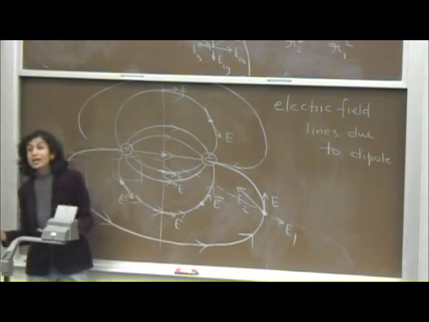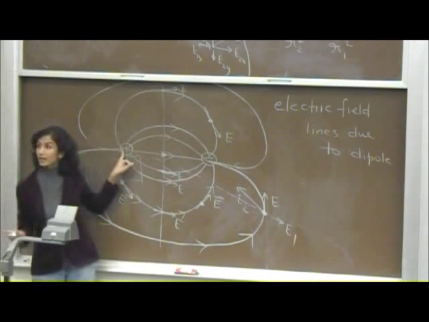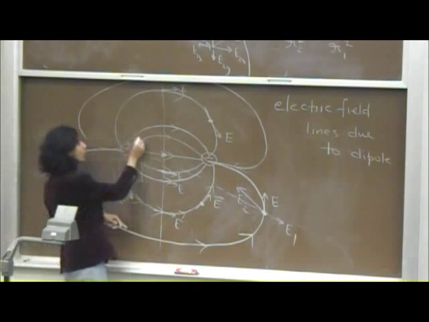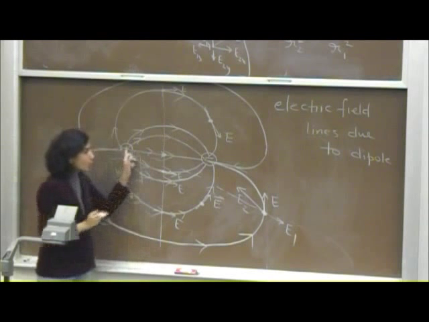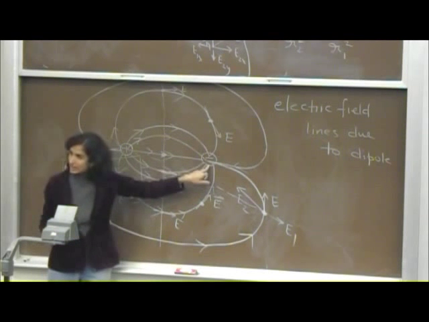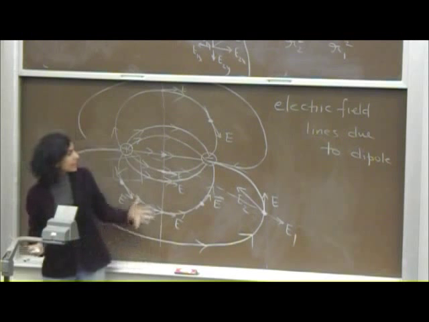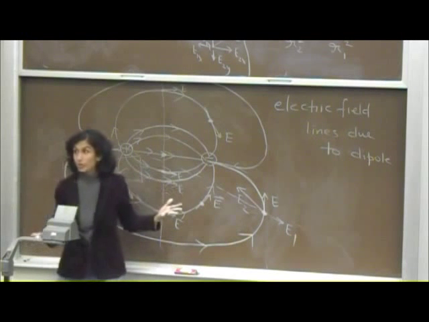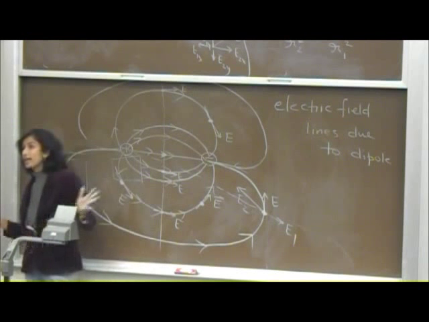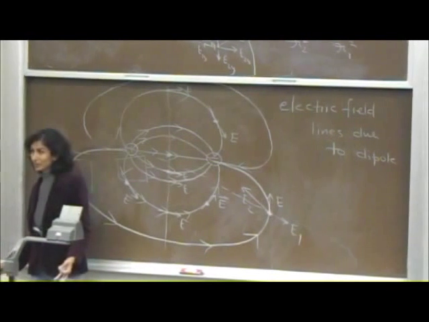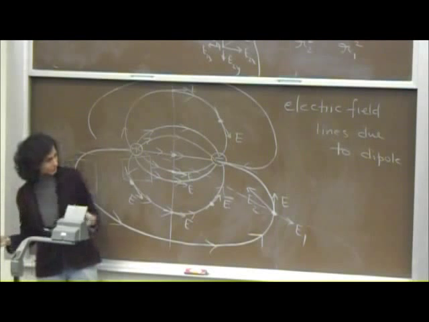The other thing to note is electric field lines always start at positive. Do you see they're always emanating from positive charges and they always end at negative charge. So this is always something that you should remember, that positive charges are sources of electric field lines and negative charges are the sinks. That's where the electric field lines end.